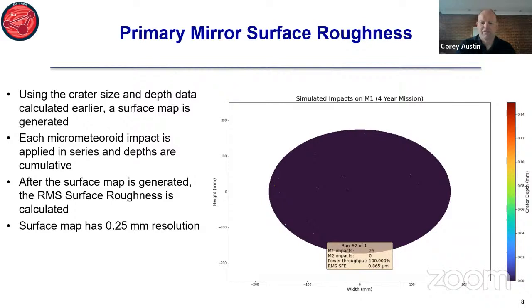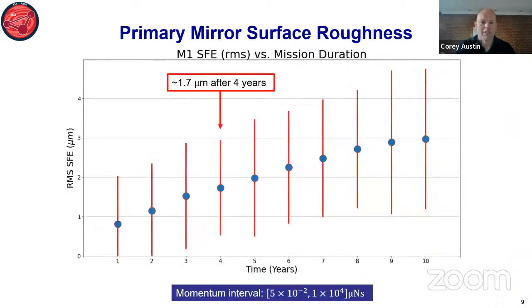And as you'll see in the next few slides, this is where I talk about the tuning that took place to find what seems to be the correct range for the momentum interval. What you see here is basically the average RMS surface roughness of the primary mirror after the given number of years on the x-axis. And what I've highlighted here is that after a 4-year mission duration, with the momentum interval set at the default that I showed at the beginning, we would expect to see 1.7 microns of RMS damage to the mirror.